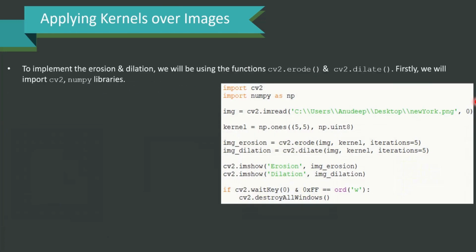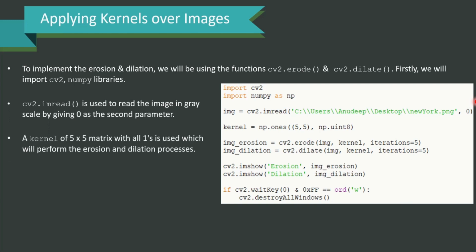We are going to code the same thing with Python, and it is very easy to understand. To implement the erosion and dilation, we will be using the functions cv2.erode and cv2.dilate. Firstly, we will import cv2 and required NumPy libraries. cv2.imread is used to read the image in grayscale, giving 0 as the second parameter. Giving 1 as the second parameter will read the image as color image.